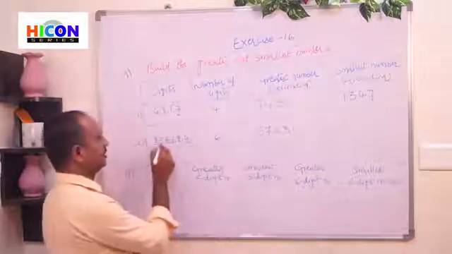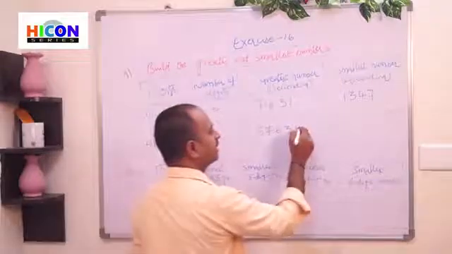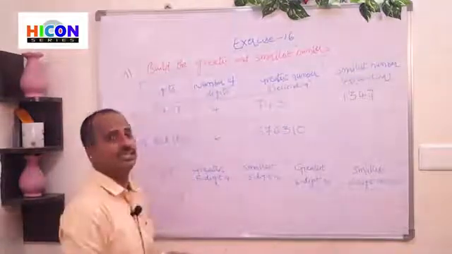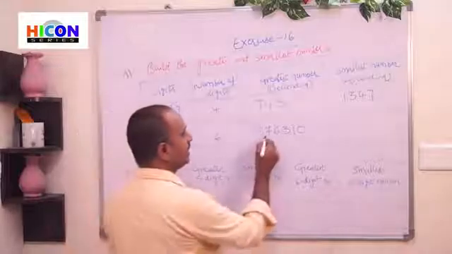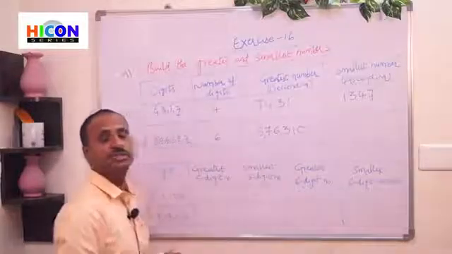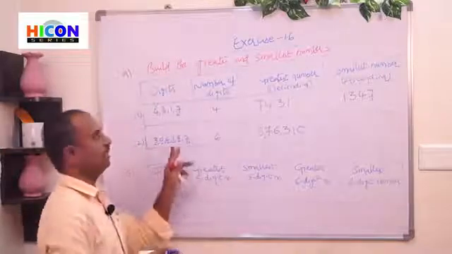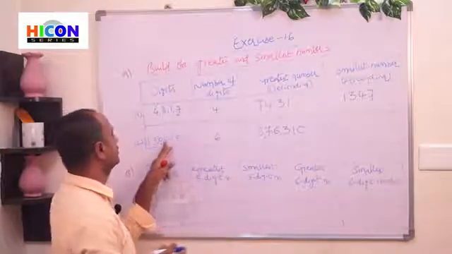Next, 0 is remaining. So write the remaining digit in the last. So children, this is the greatest 6-digit number, that is 876,310. In the same way, we can write the smallest number with these 6 digits.